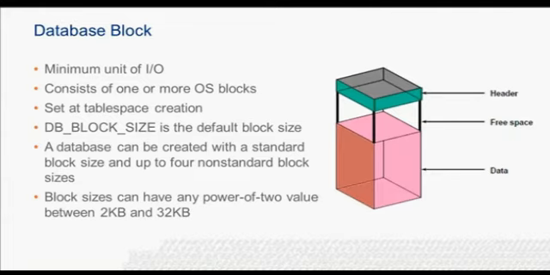Header. The header contains general block information, such as block address and the type of segment. Row data. This portion of the data block contains table or index data. Rows can span blocks. Free space. Free space is allocated for insertion of new rows and for updates to rows that require additional space.